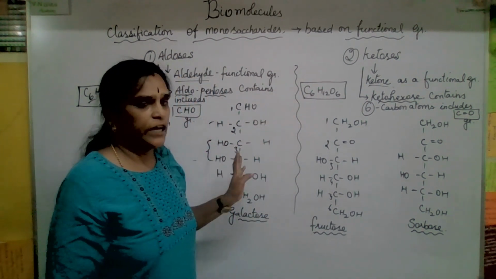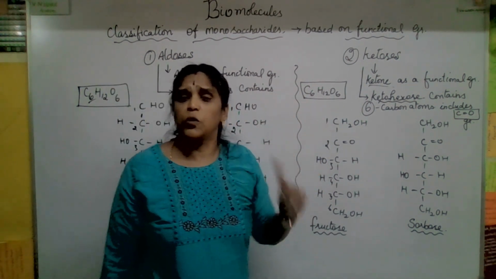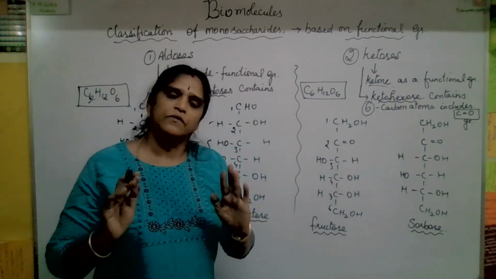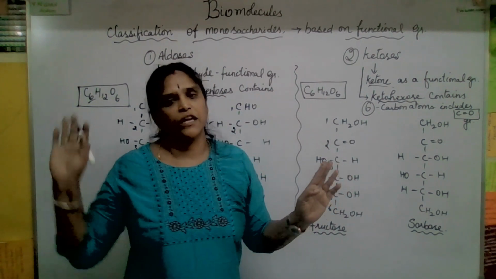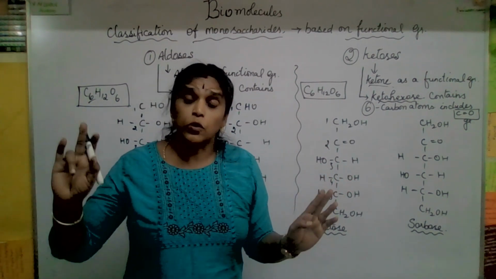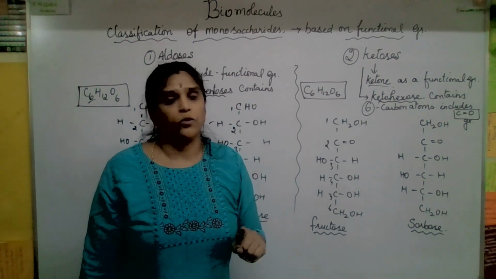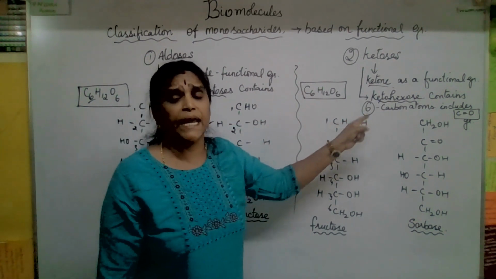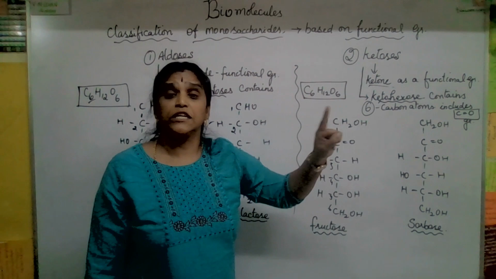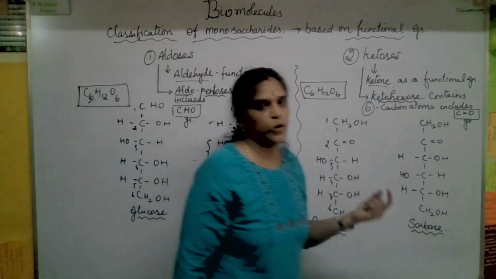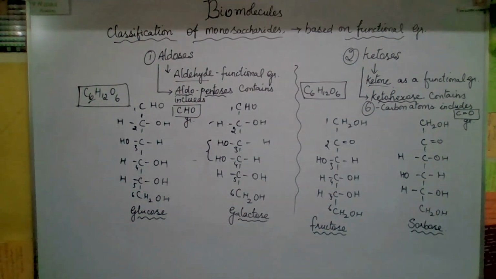Okay, hope you're clear with this classification of monosaccharides, just to identify the functional group. Functional group, glucose and fructose only. So what about glucose? Glucose contains the aldehyde group. So that is aldopentose. Whereas here, fructose contains what? Ketohexose. That is a very important point to be noted down. If you want, you can take a screenshot.